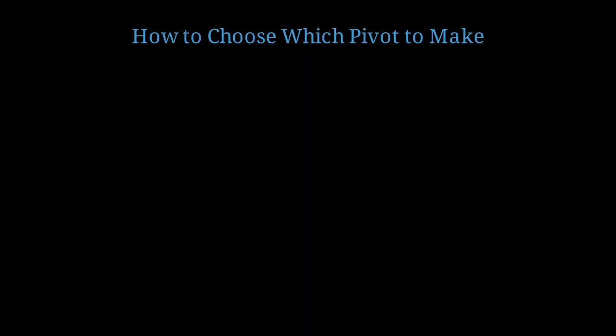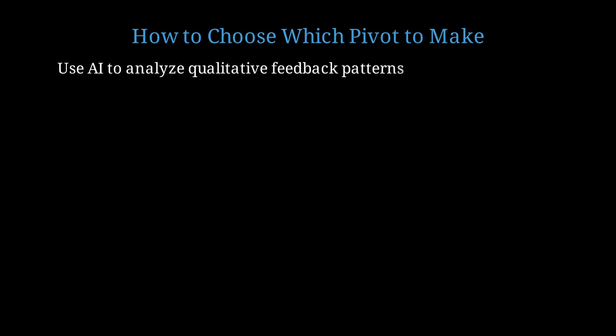This requires analyzing your test data with AI assistance. Use AI to analyze qualitative feedback from your test. If users said they liked the idea, but the price was too high, that's a solution pivot. If they said they don't have this problem, but mentioned a different pain point, that's a problem pivot. If they said this would work better for a different role, that's a customer pivot.